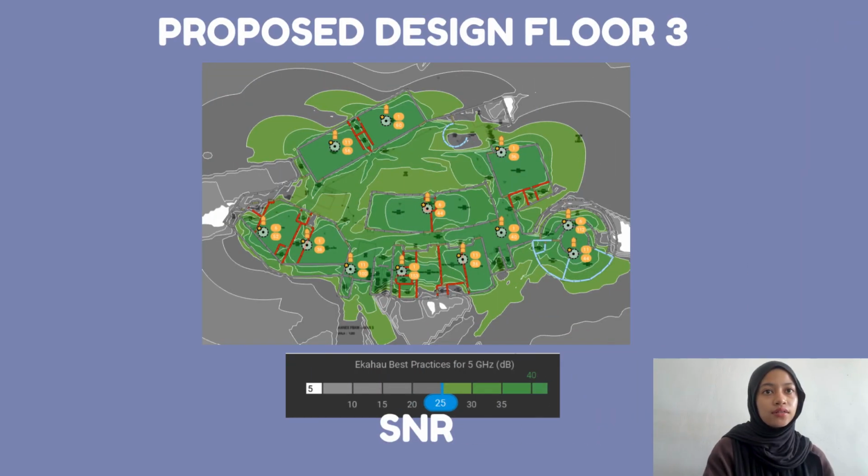For SNR, the proposed design shows good SNR across most areas of floor 3, as indicated by the green area. The improved AP placement provides better signal quality throughout the floor. This allows users to have a more stable and reliable wireless connection compared to the current design.